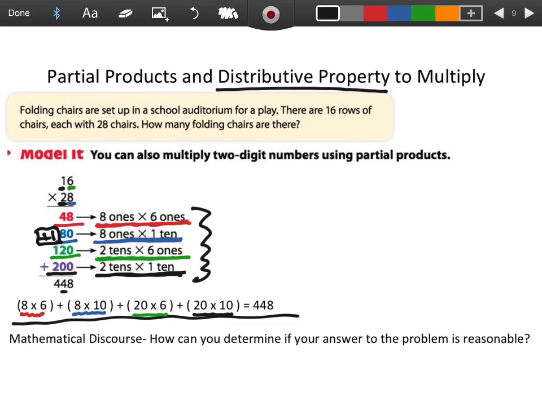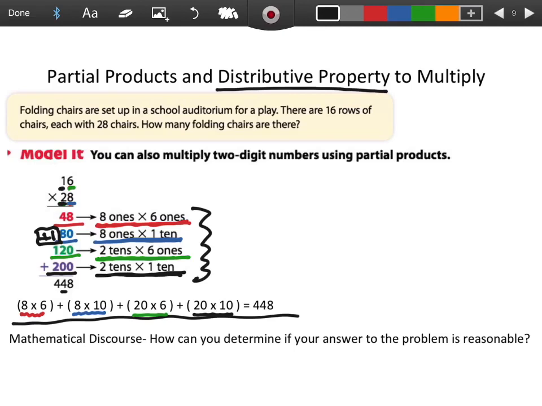So for our mathematical discourse, I want you to think about, how can you determine if your answer to the problem is reasonable? I'll give you a minute to think about that. Well, one way that I like to determine if my answer is reasonable is I like to estimate. So when I'm estimating, I'm going to use some friendly numbers, and it's going to be rounding.